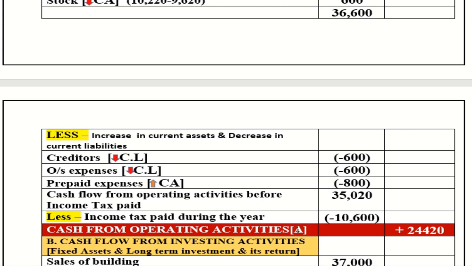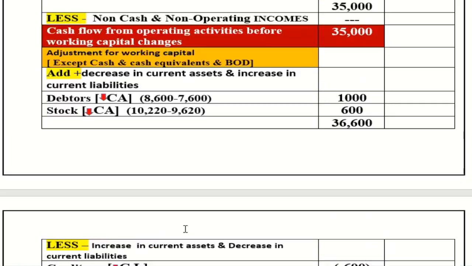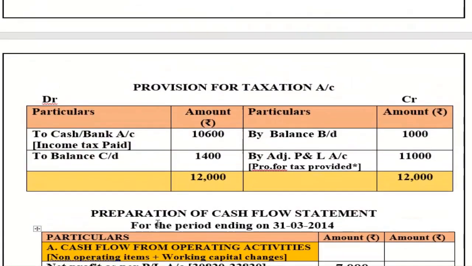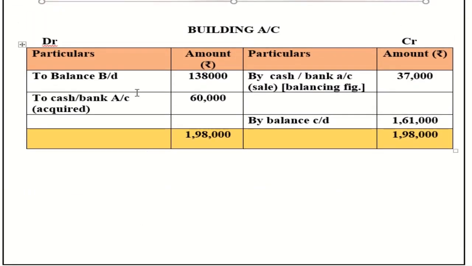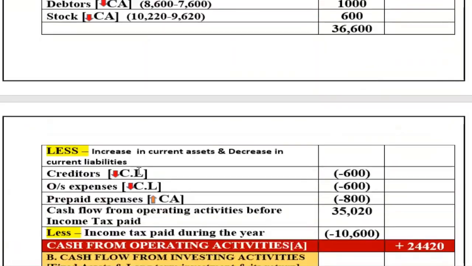This is A. The next will be the cash flow from investing activities. While preparing this, you have to see the fixed assets and long-term investments and their return. So in this question, first we will look at the adjustments. We have prepared the building account. This is a cash purchase of the building and a cash sale of the building. This is a cash inflow and this is a cash outflow. Just enter this in the cash flow statement.